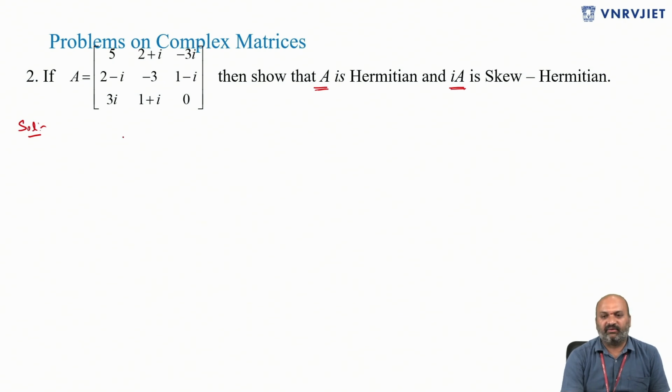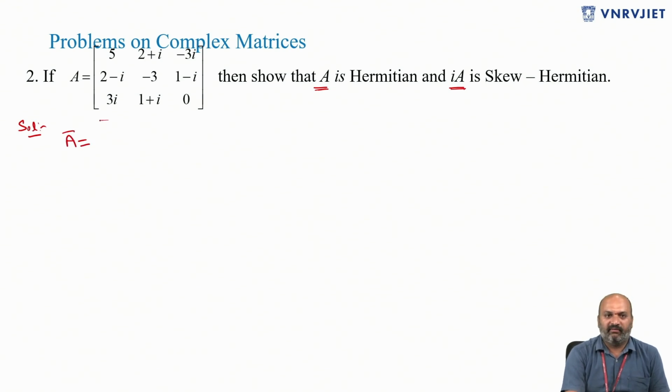First, let's show A is Hermitian. To show that A is Hermitian, we have to show that A theta equals A. First determine A theta, which means the transposed conjugate of A. First we determine the conjugate, next we determine the transpose of the matrix.